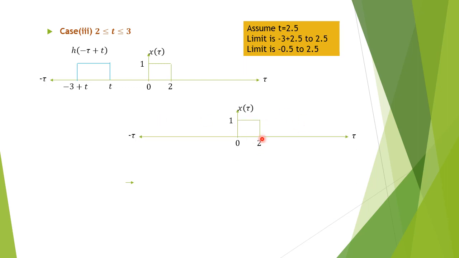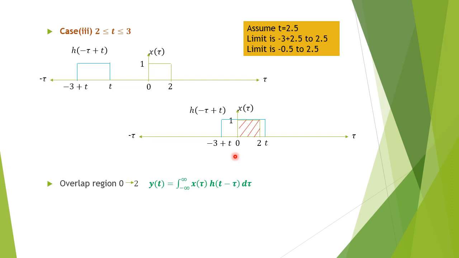This is your x of tau graph. Then the h of minus tau plus t graph will be approximately like this. That is, the t value is minus 0.5 to 2.5. So this limit is 2.5 and this limit is minus 0.5. Now we have to check whether there is any overlap. Yes, here there is overlap in the region 0 to 2.